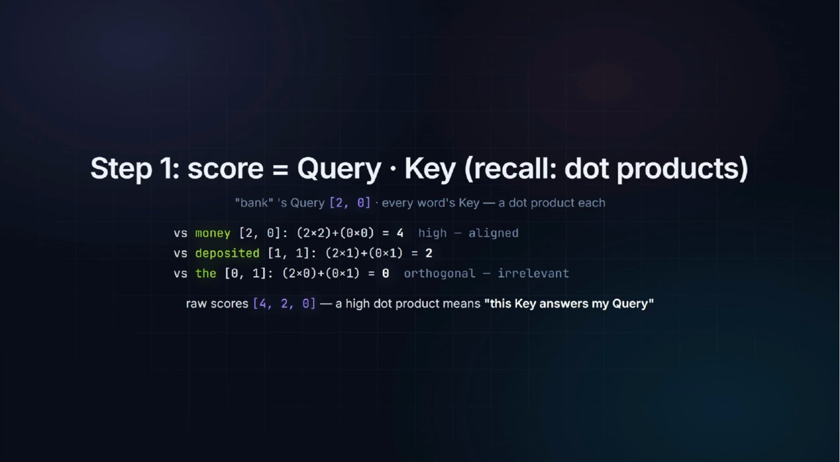So the raw attention scores are 4, 2, 0. A high dot product just means this word's key answers my query. This is literally the vectors video doing attention's job.